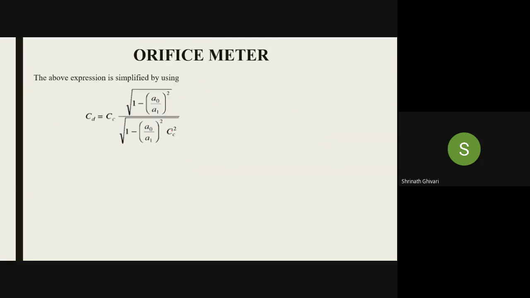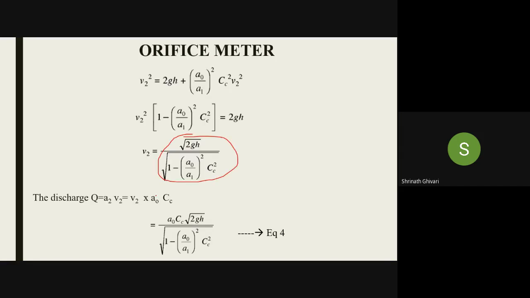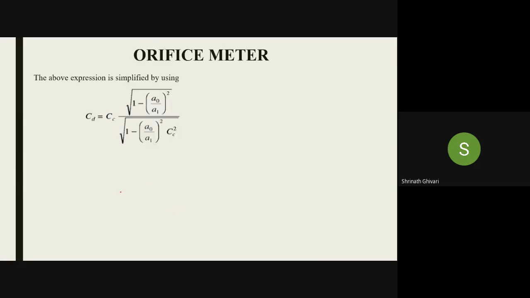After equation 4, we simplify it using the value Cd, because I want to know what is meant by Cc. As Cc is very small, the coefficient of contraction is negligible, so we go for the value of Cd. So Cd equal to Cc into Cv, where Cv is V actual by V theoretical. So that is the formula which we have got. I have just interchanged Cd and Cc here, so we have got the expression like this.